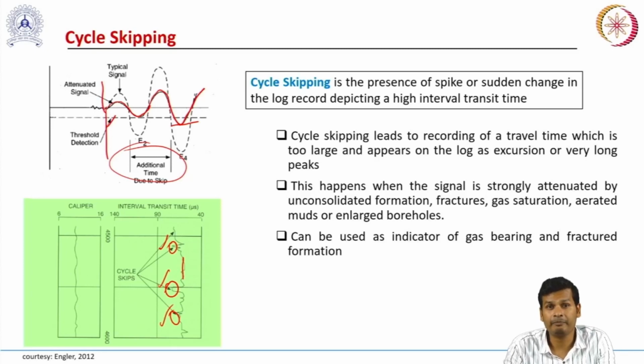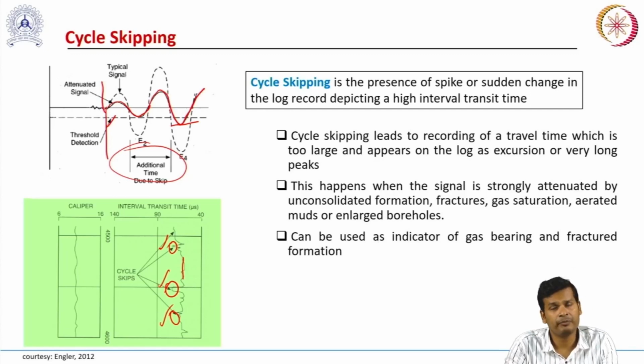This is pretty much present when we have a gas bearing formation or fractured formation. So in case of aerated mud or enlarged borehole, or when the sound has to travel through formation fluid such as gas, or through fluid in the presence of high porosity in terms of fractures, the sound wave attenuation will be very high, and then you could have cycle skipping present inside our log record.